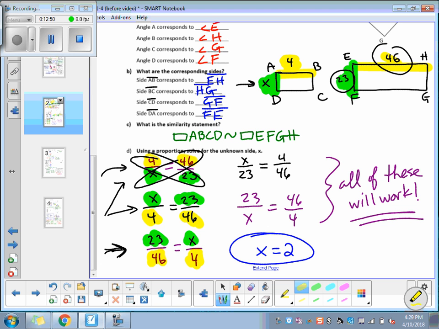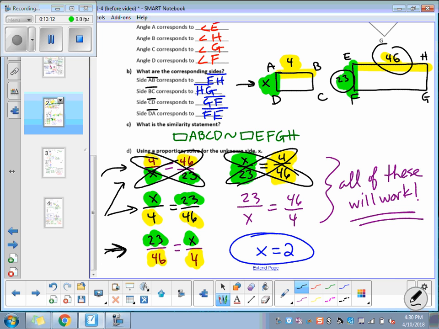So far there's a lot of different ways you can see these shapes. In green here, what we have is that X matches up with side 23. Those are corresponding. So if X matches up with 23, we know 4 matches up with 46. Once again, that would work to cross multiply and divide.